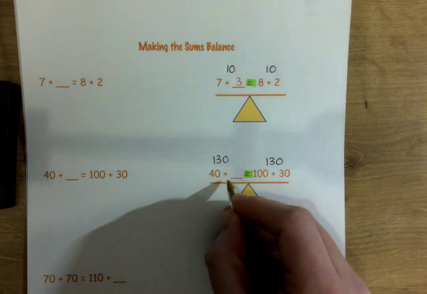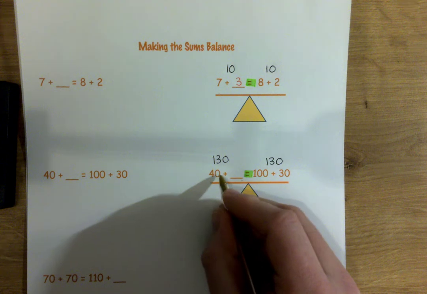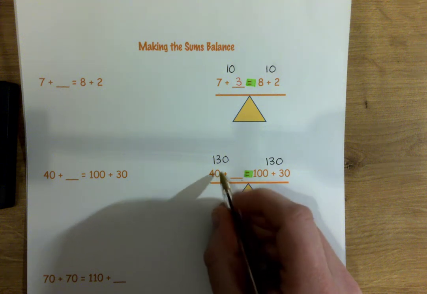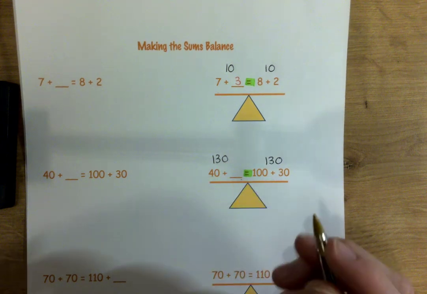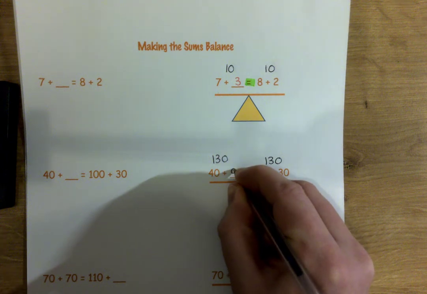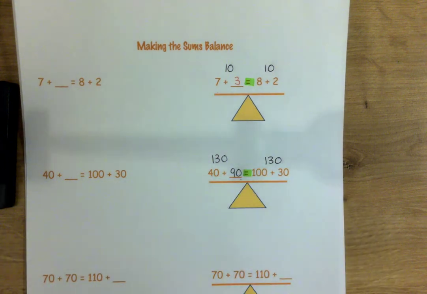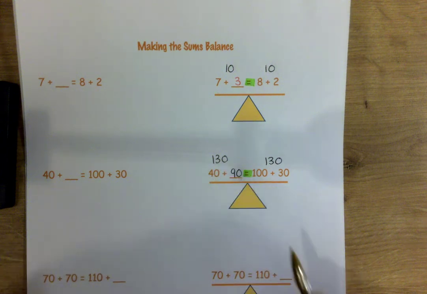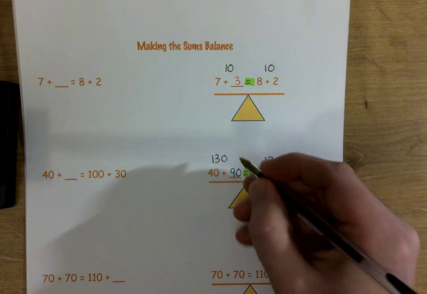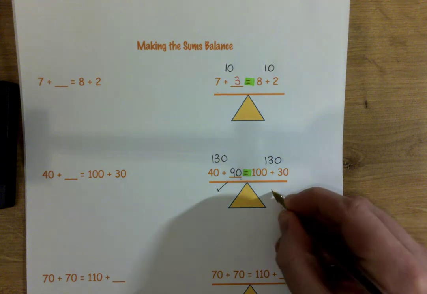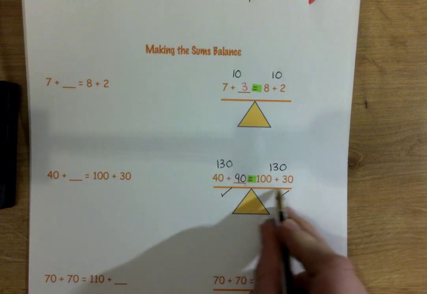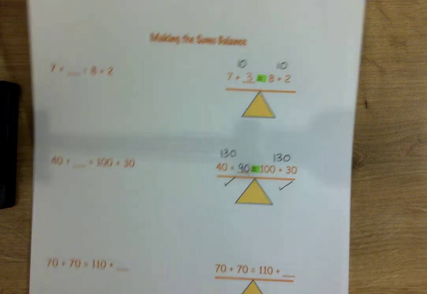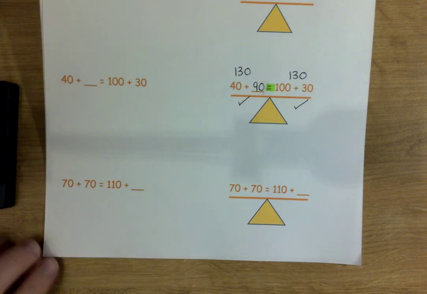Now, what could I add on to 40 to get 130? Well, I'm going to add on 60 first. That's going to give me 100. Then I'm going to add on another 30. So 60 add 30 equals 90. Let me just double check that sum and see if it's right. 90 add 40, does it equal 130? Yes, it does. So this side is 130, and this side is 130, and the scales balance. Let's move down here.